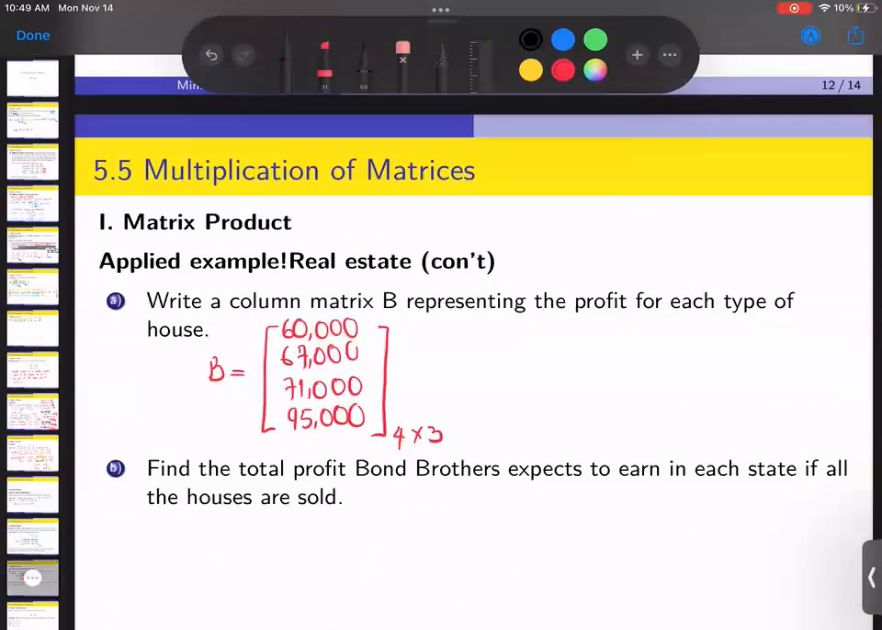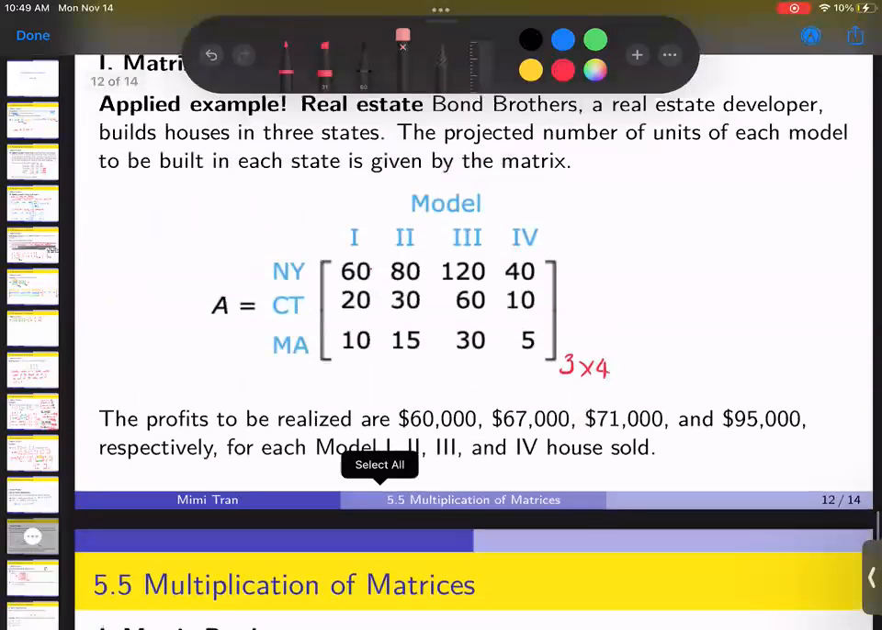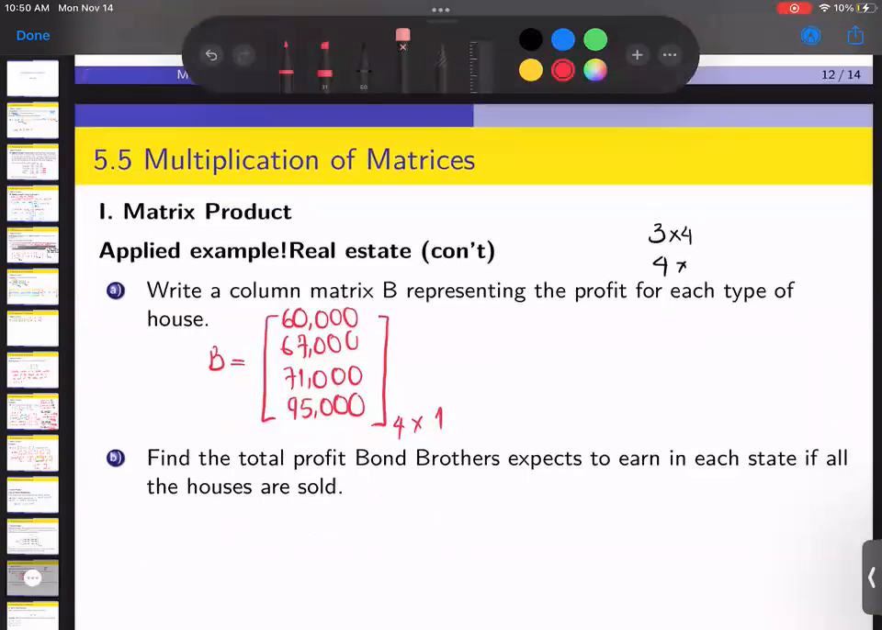Let me write down here. I got 3 by 4, and then 4 by 3. Wait, how's that 4 by 3? 4 rows. I'm sorry, 4 by 1. My bad. Thank you so much. I don't know where the 3 came from. Oh, I know, because I was thinking about 3 columns. 3 by 4 and 4 by 1. Thank you very much.